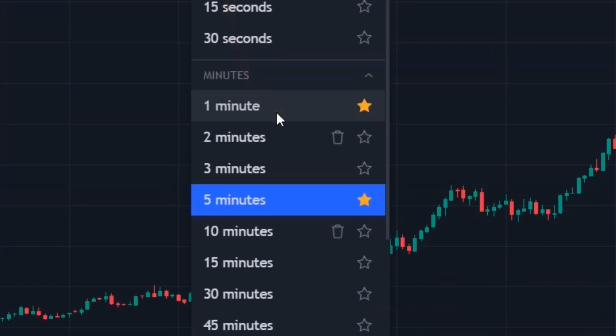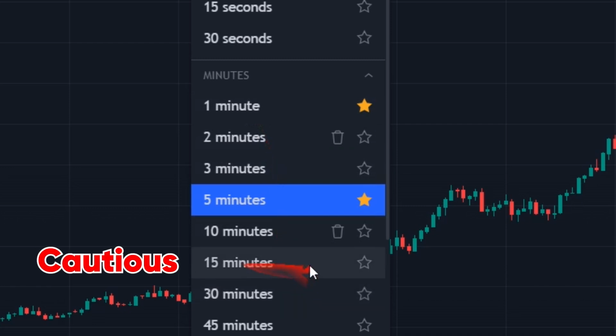After you have chosen your symbol, it's time to select your time frame. I recommend choosing one from the 1 minute, 5 minute or 15 minute time frames. If you're in a hurry, choose the 1 minute time frame. If you're very cautious, choose the 15 minute time frame.